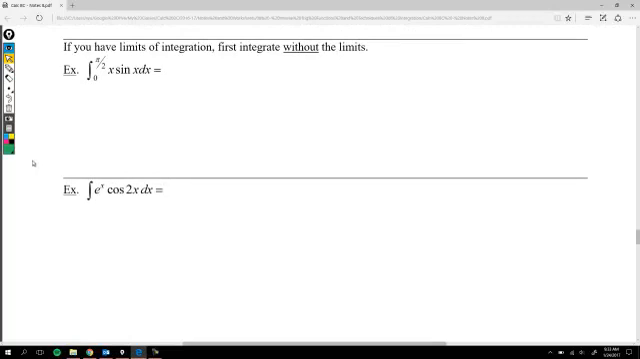Okay, so now what do we do if we have a definite integral? So first, you're going to go ahead and go through the integration by parts as if you did not have limits. And then when you get to the point where you integrate, you just plug them in.